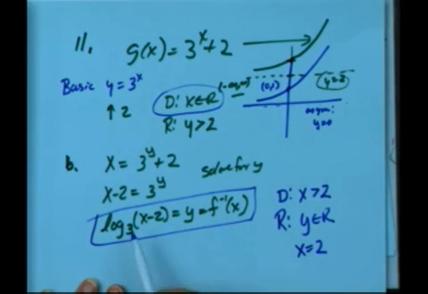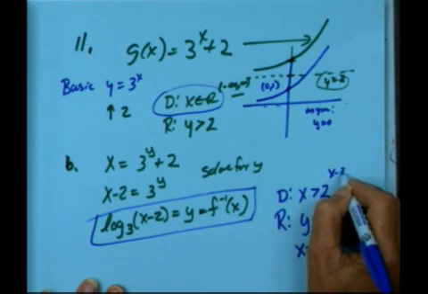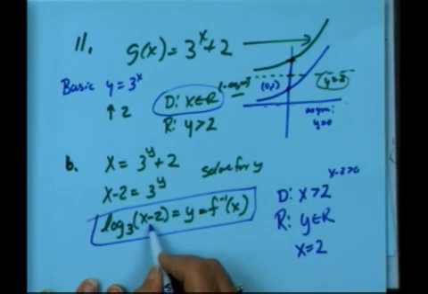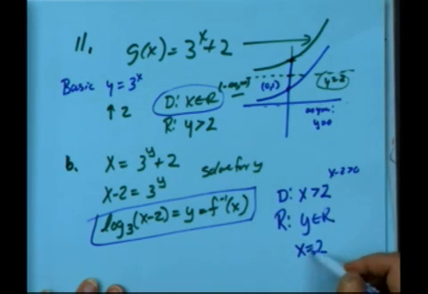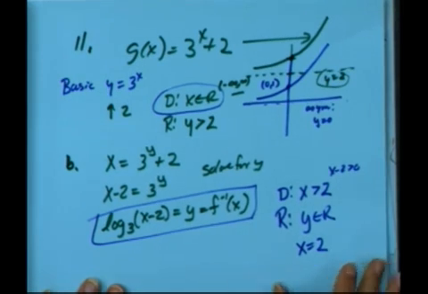And you can always find it from right here. Whatever you're taking the log of must be greater than 0. x minus 2 has to be greater than 0 because you can't take the log of a negative number, so x had to be greater than 2, which meant that your asymptote was x equal to 2. Got it?